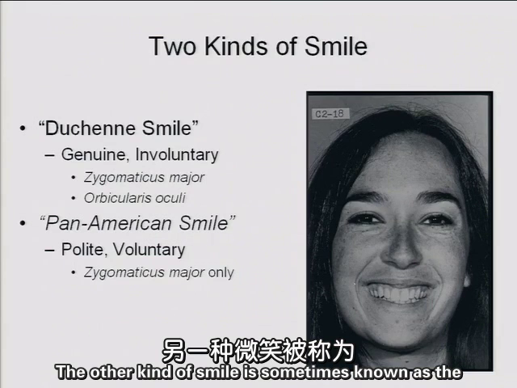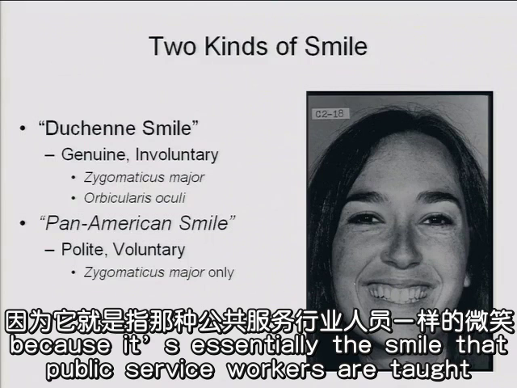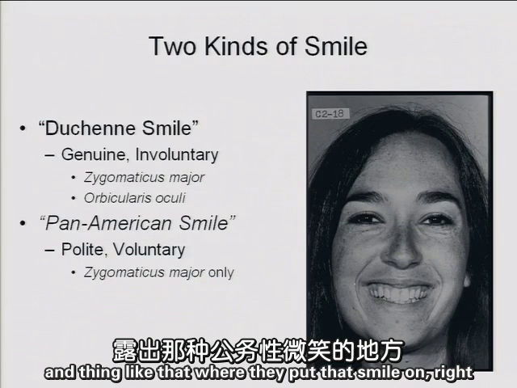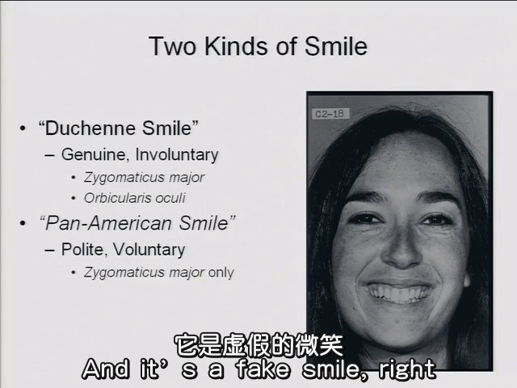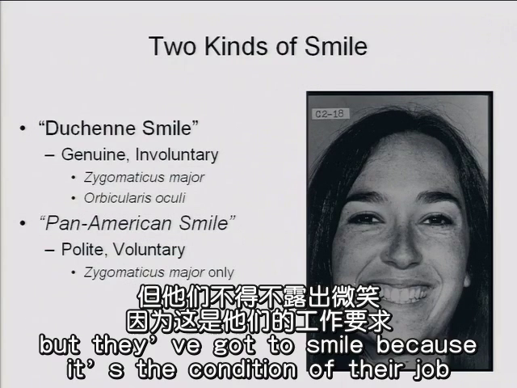The other kind of smile is sometimes known as the Pan American smile. It's essentially the smile that public service workers are taught, like airline cabin attendants and clerks in grocery stores and things like that, where they put that smile on, right? And it's a fake smile, right? You know they'd rather be dead, or rather you be dead or something like that. But they got to smile because it's a condition of their job.